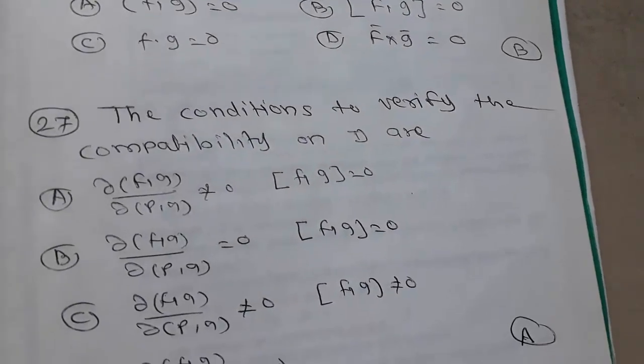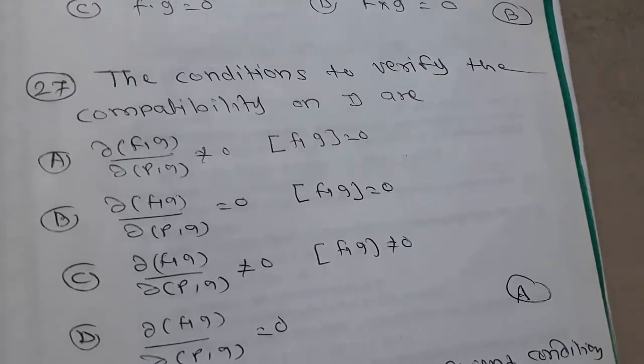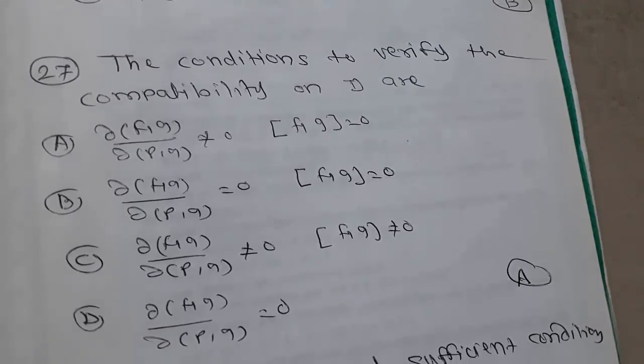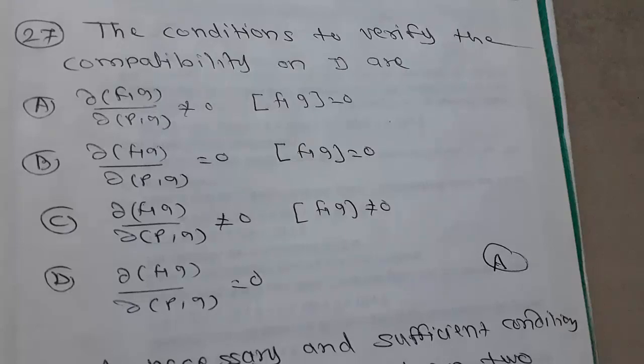The conditions to verify the compatibility on D are: A, dou fg by dou pq not equal to 0, box fg equal to 0. B, dou fg by dou pq equal to 0 and box fg equal to 0. Dou fg by dou pq not equal to 0, box fg is not equal to 0, and dou fg by dou pq equal to 0. Hence, correct option is A. First condition is correct. The conditions to verify the compatibility are dou fg by dou pq not equal to 0 and box fg equal to 0.